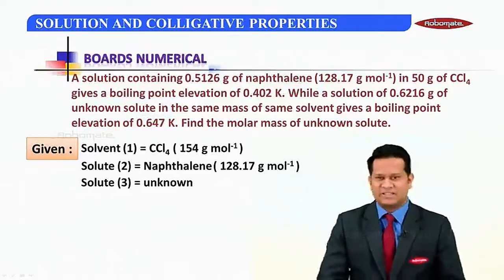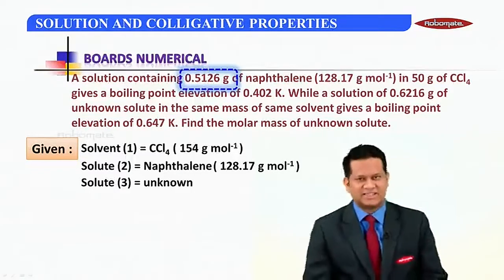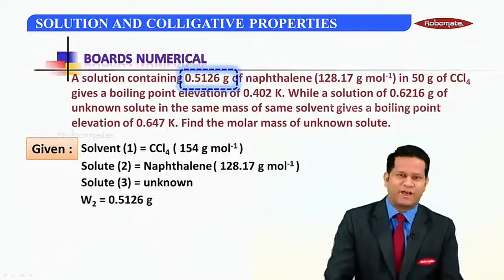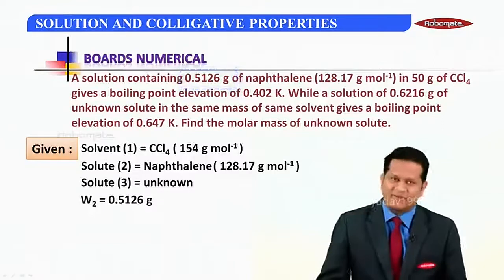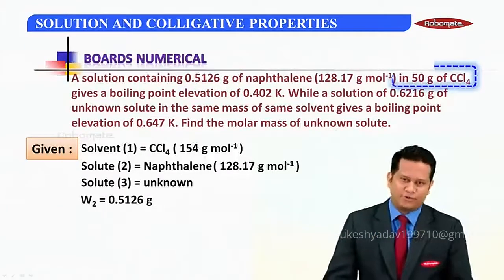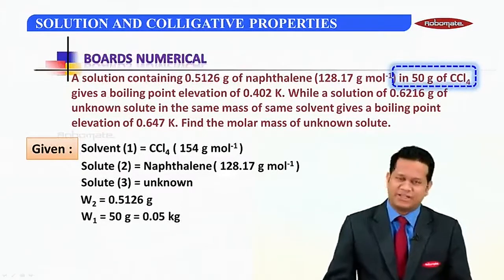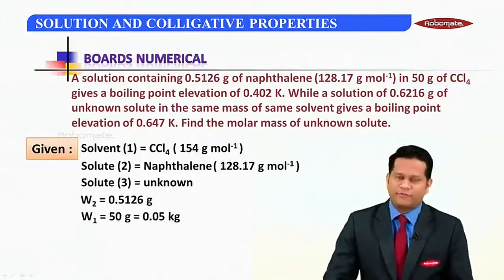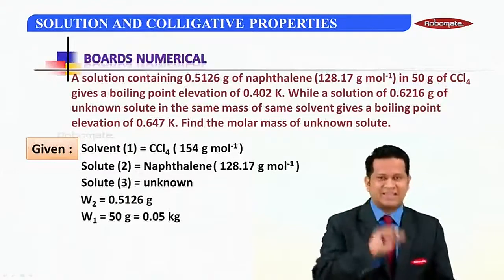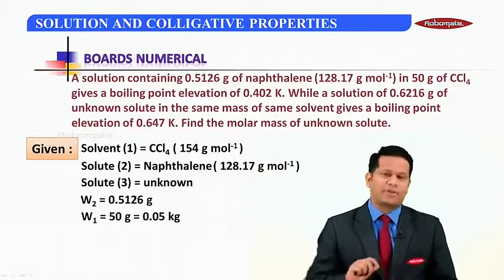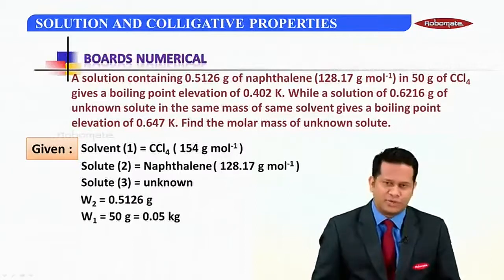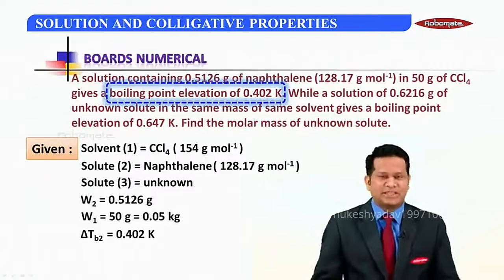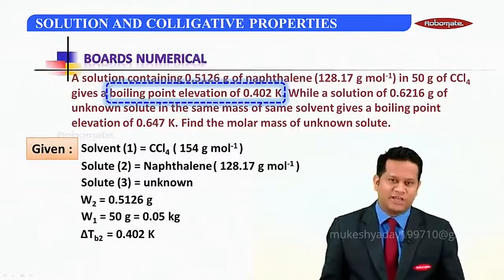The first data is about the solute 2, which says that its weight is 0.5126 grams. So W2 is 0.5126 gram in 50 grams of CCl4. So W1 is 50 grams, that is 0.05 kg. Gives an elevation of boiling point 0.402. When the solute 2 is added in the solvent, the elevation of boiling point is 0.402. So delta TB for solute 2, I am saying delta TB2, is equal to 0.402 Kelvin.